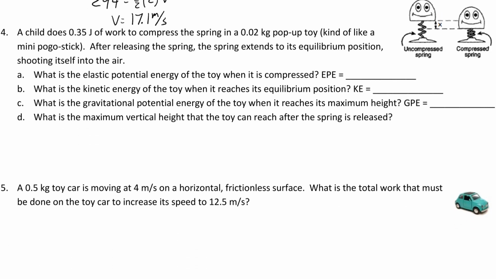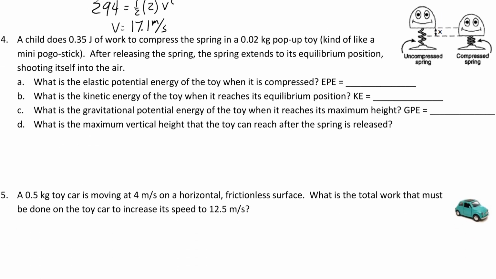Okay, number 4. A child does 0.35 joules of work to compress the spring in a 0.02 kilogram pop-up toy, kind of like a mini pogo stick. I was trying to describe it like this. So you're compressing the spring a certain distance x. After releasing, the spring extends to its equilibrium position, shooting itself into the air. What is the elastic potential energy of the toy when it's compressed?